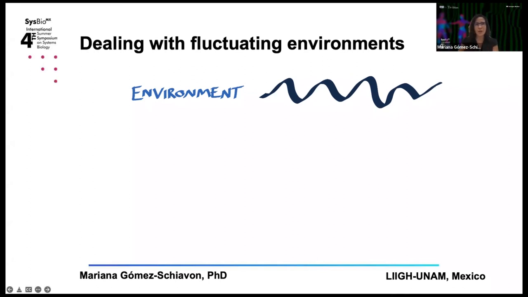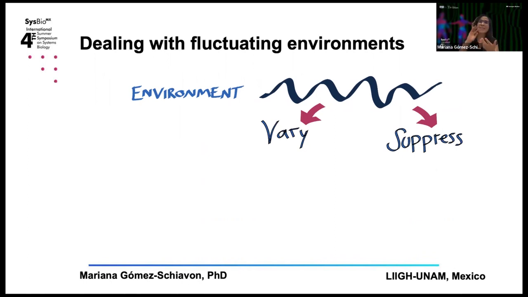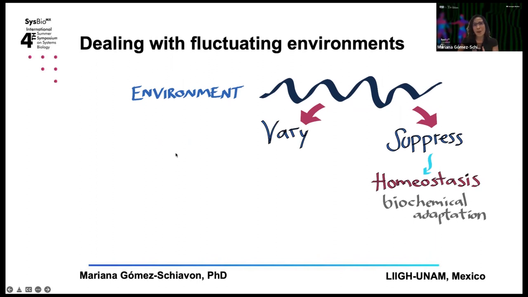But in very general terms, the organism has basically two options. It either changes as the environment changes to keep up with the demands, or it actively suppresses or compensates the effects of these changes. In this latter case, the phenomena are better known as homeostasis or biochemical adaptation. And there are multiple examples in biological systems ranging from cells to ecosystems.